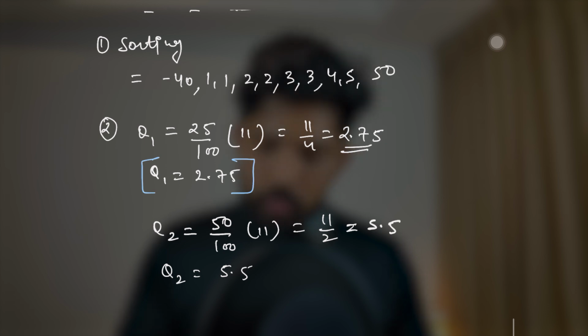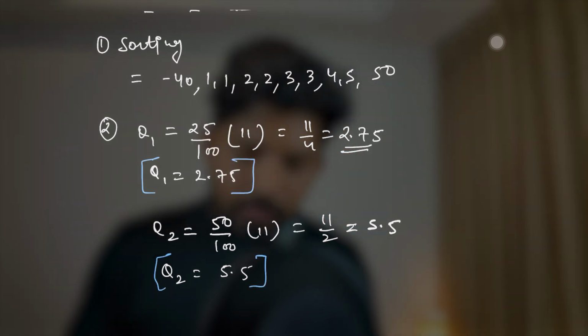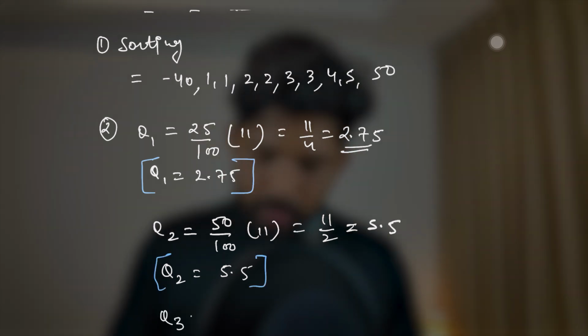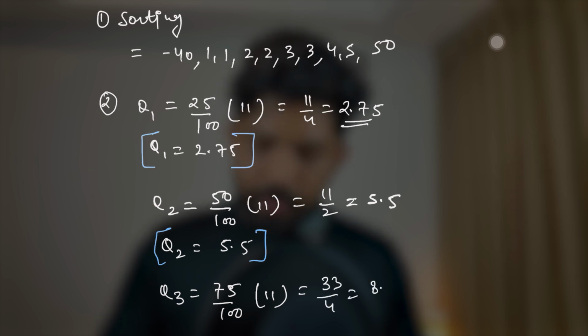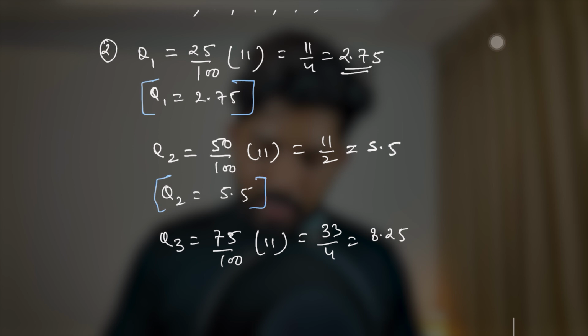We'll find out the values after that, don't worry. And the last one, Q3, is the 75th percentile, which means I can write 75 divided by 100 times 11, which is 33 by 4, which is 8.25, and I can write Q3 is equal to 8.25 location, right? Not the number. Now we'll find the number.